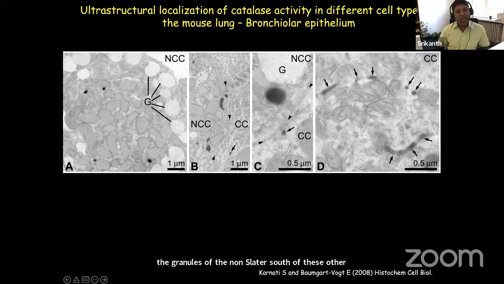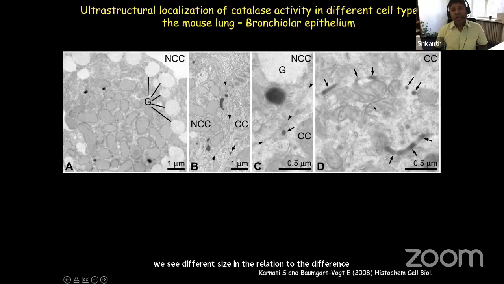And if we compare to the ciliated cells, you can see a clear peroxisomal structure. They are labeled with the peroxidase reaction, DAB, and we see different sizes of the peroxisomes in relation to the different cells. And you can clearly see the mitochondria of an alveolar epithelial type 2 cell, a secretory cell, the mitochondria clearly seen, and also round and elongated peroxisomes.